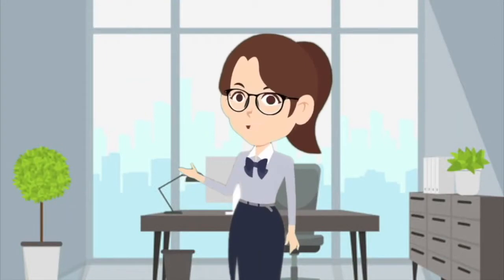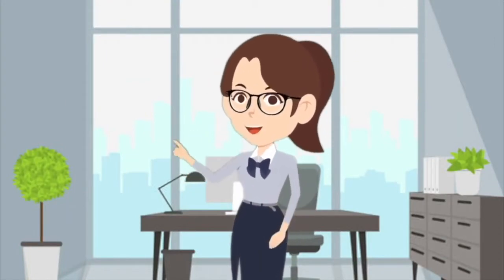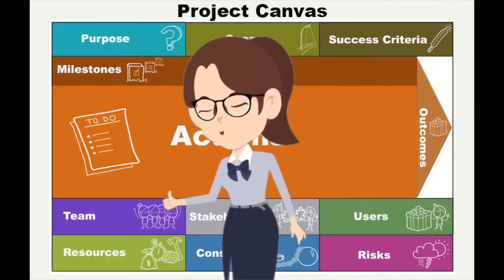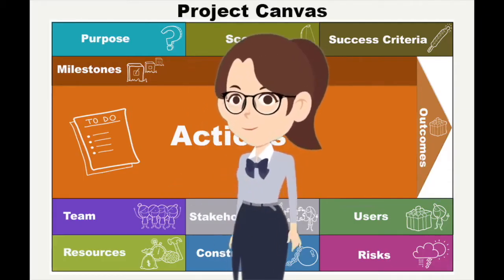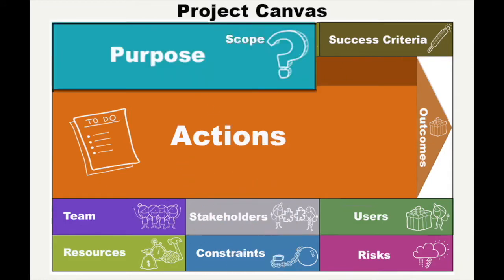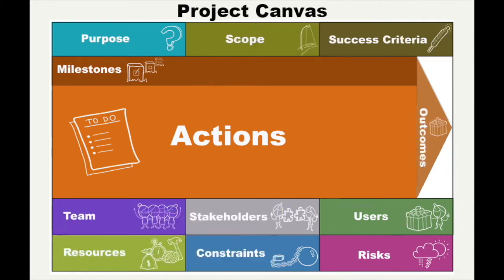So as not to forget any important aspect of the project in the initiation and planning phases, we recommend you use the project canvas template for setting up the key project properties. It can help you to better define the purpose, scope, criteria, resources, outcomes, and other main factors.